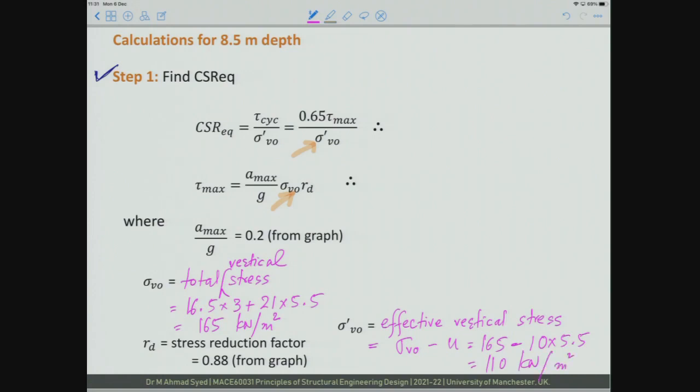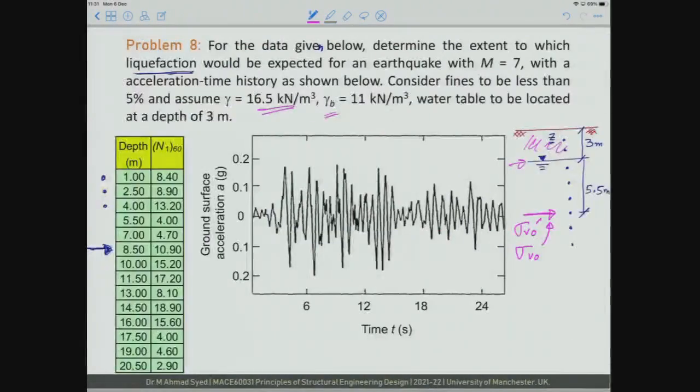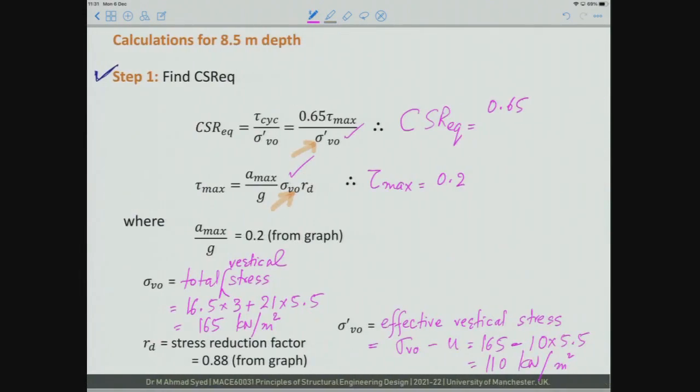Okay, so we have got both the quantities. Now I can put these things in these equations. 0.65. Well, I need to first find out what is tau max. A max by G is given. Yes, so A max is this one. A max by G is directly given from here. So 0.2 times sigma V naught, 165, and you calculate the r_d, which I'm assuming as 0.88 from the graph.